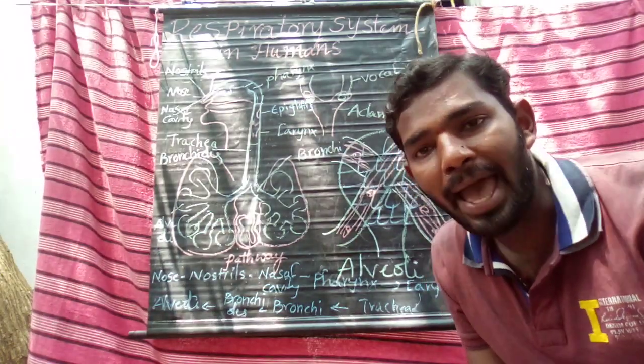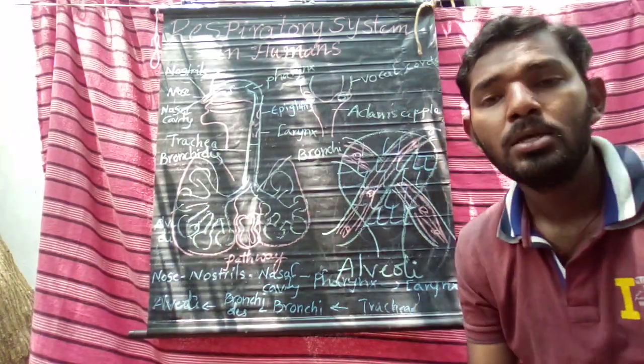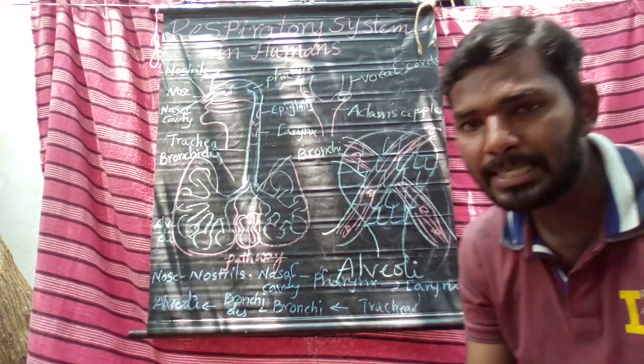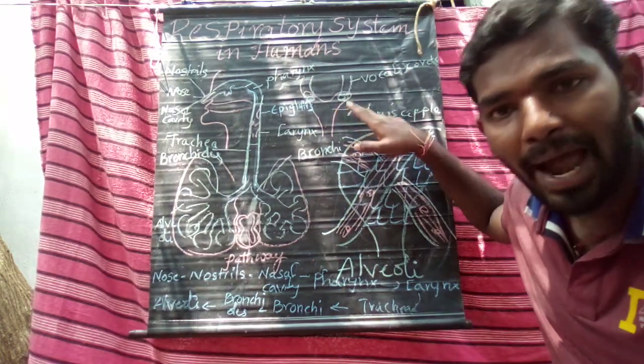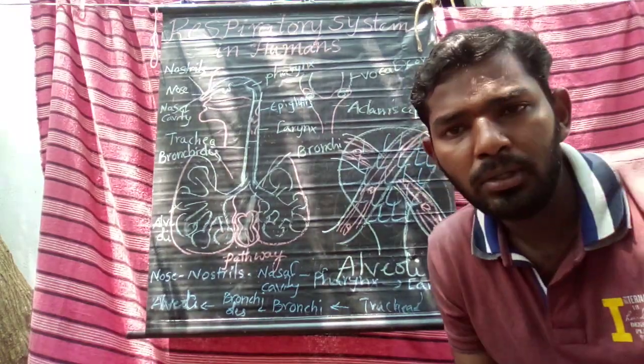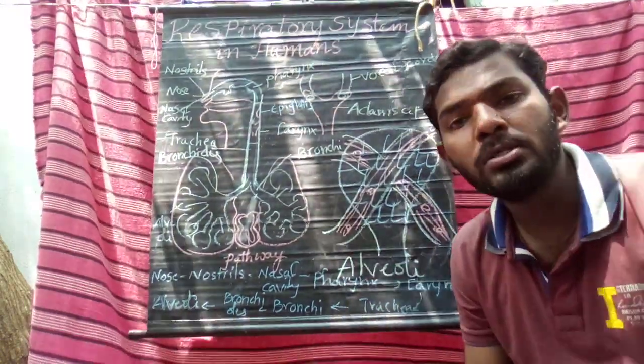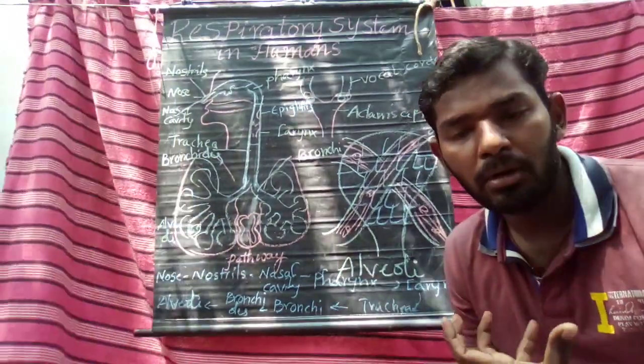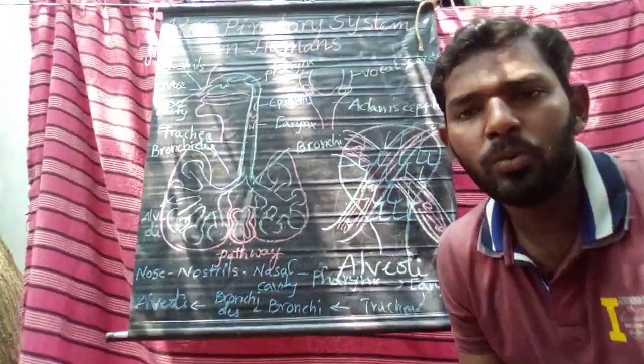The next part is the larynx, also called the voice box. Why is the larynx called the voice box? Inside the larynx there is the Adam's apple and also the vocal cords. You are listening to my sound. How? By the vibration of the vocal cords, sound is produced in my body. So finally you are listening to my voice.